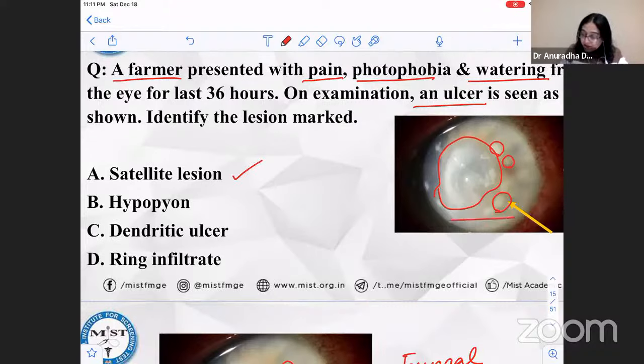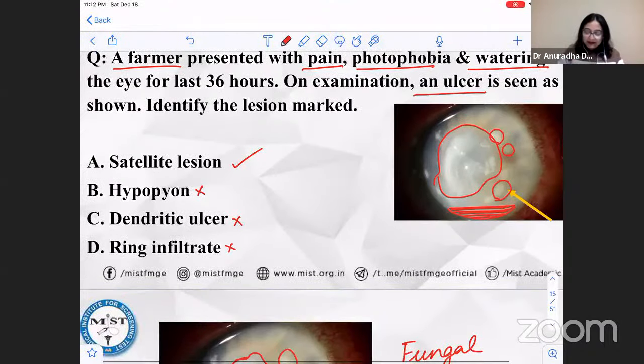Hypopyon is a collection of pus. If there is a collection of pus in the anterior chamber like this, that will be hypopyon. But they have not shown a hypopyon here, so this is not the case. Dendritic ulcer is seen in the cases of viral keratitis, and it has the shape of a dendrite. So this is not shown here. Ring infiltrate or ring ulcer will be in the shape of a ring. It will not be in the shape of satellite lesions, and most commonly it is seen in the cases of acanthamoeba. So this is again not the lesion which they have marked with the arrow. The lesion which they have marked with the arrow is your satellite lesion.